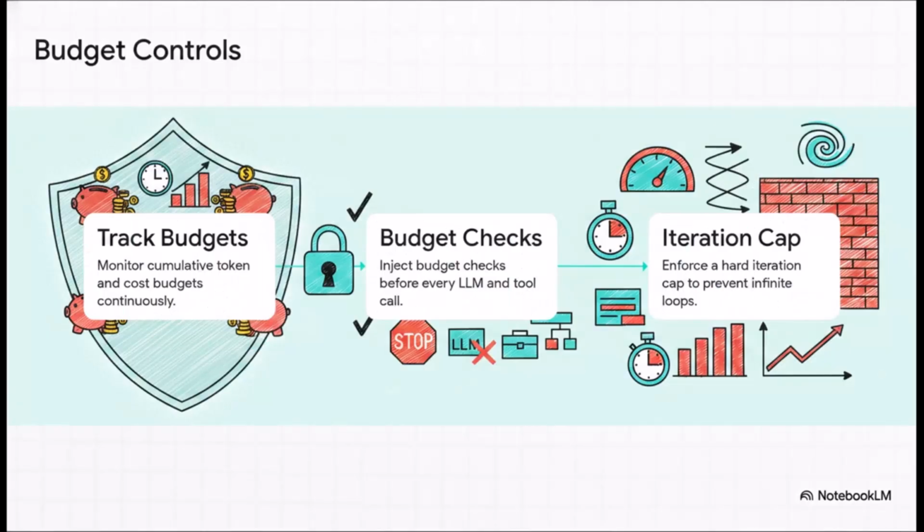We halt this unbounded consumption by hardwiring the agent's wallet closed. First, we continuously track cumulative token and cost budgets. Second, we inject a strict budget check right into the ReAct loop. If you aren't familiar, ReAct stands for reason and act. It's the core cognitive cycle where the agent thinks about a problem and then takes a step. Before every single LLM call and before every tool execution, the system checks the balance. And third, we enforce a hard iteration cap. If the agent hits, say, 15 steps without a final answer, we just force it to terminate. Boom. Guaranteeing it cannot bankrupt you.